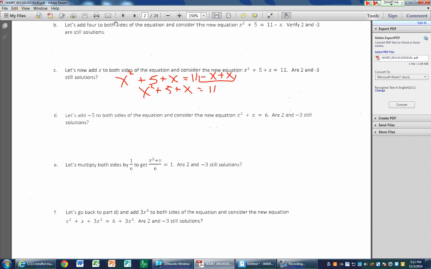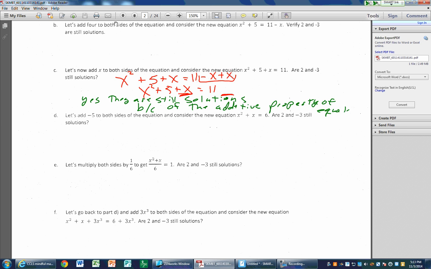Do you think 2 and negative 3 are still going to be solutions? Of course. Because of the additive property of equality. We added the same thing to both sides. It doesn't matter whether it's a variable or a constant. Constant just means number. So, yes, they are still solutions. Write this down. Because of the additive property of equality.